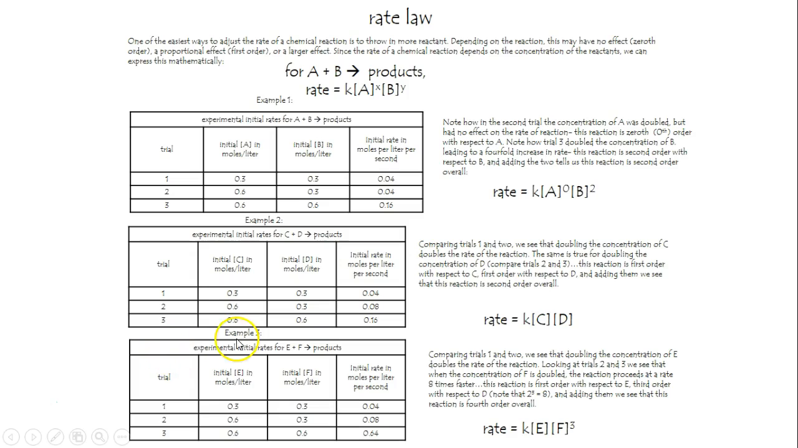Experiment 3. Double E, that's a reactant. Keep F constant, double. Looks like it's first order with respect to E. Double F, and oh my god, it went 8 times faster. Since 2 to the third power equals 8, this is third order with respect to F, and it would be fourth order overall. This is an introduction to rate law.